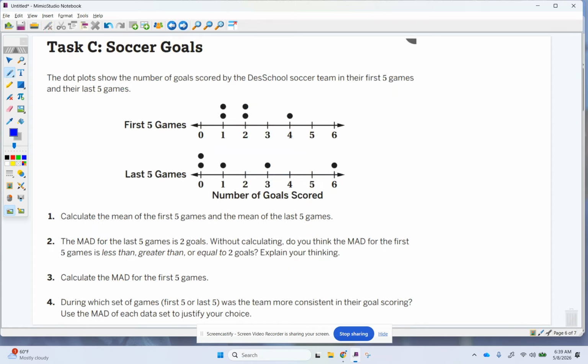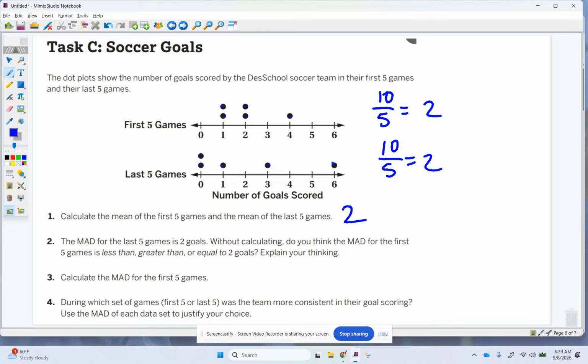So the dot plots from the school soccer team. It says calculate the mean of the first 5 games and the mean of the last 5 games. You just add them all up. So I've got 1, 2, then 4, 6, 10. 10 divided by 5 is 2. I look at this one, 0, 0, 1, plus 3 is 4, plus 6 is 10. Divided by 5 is 2. The mean in both of these is 2.